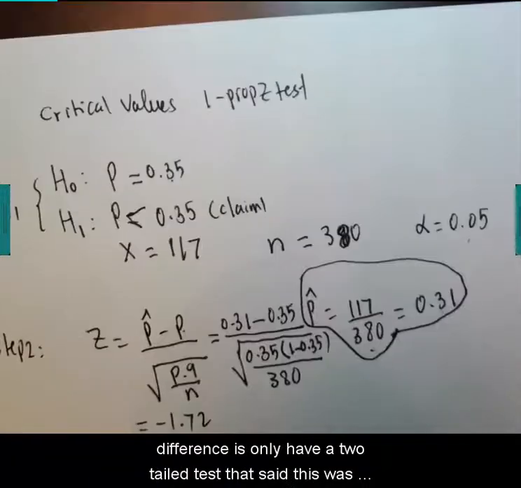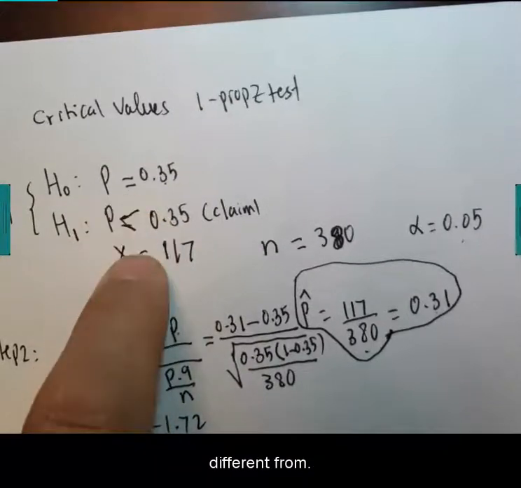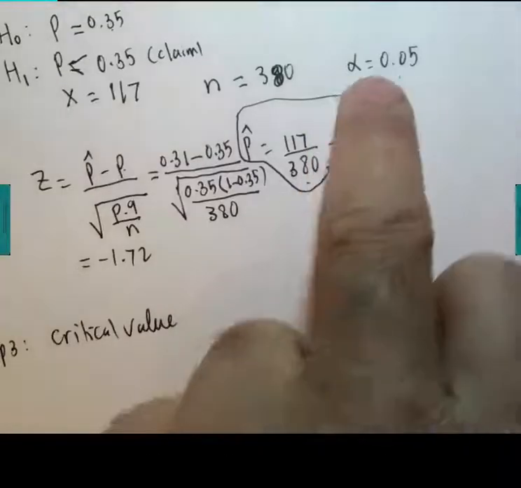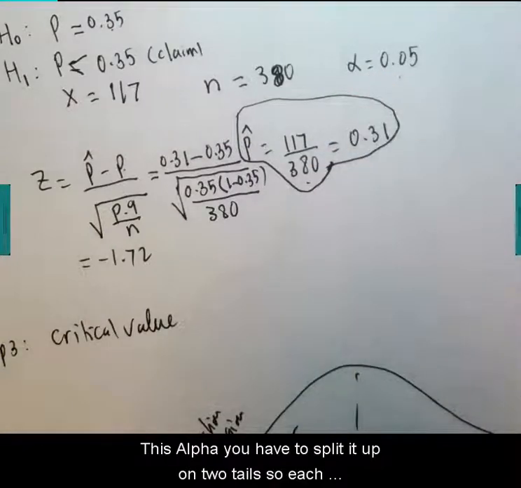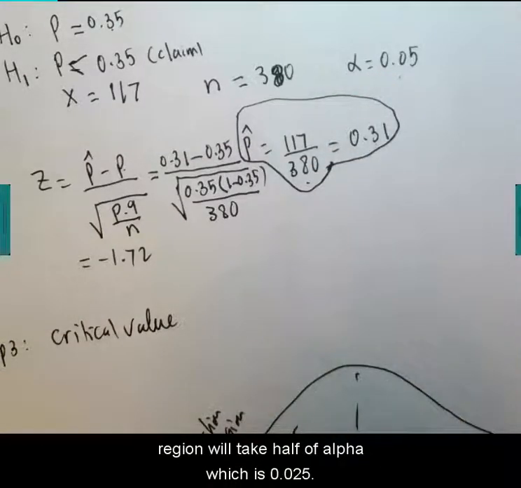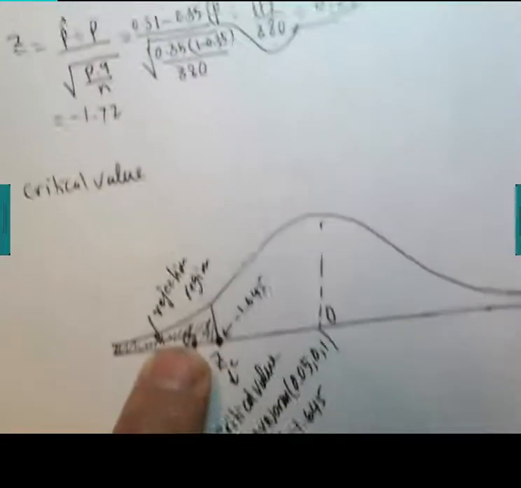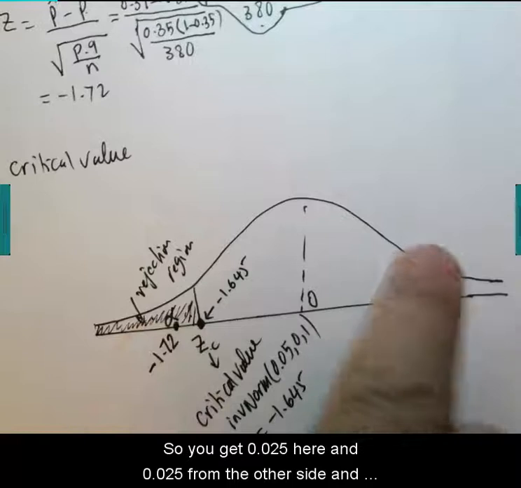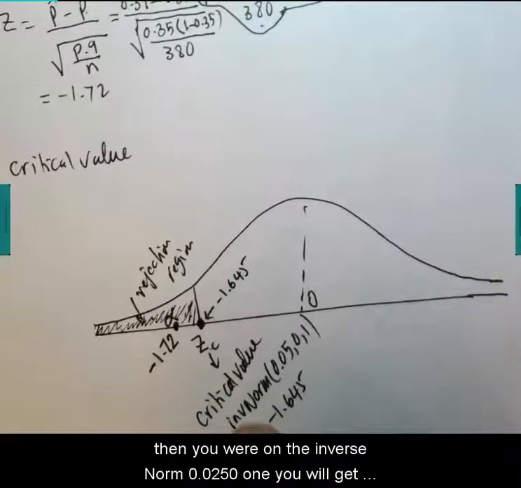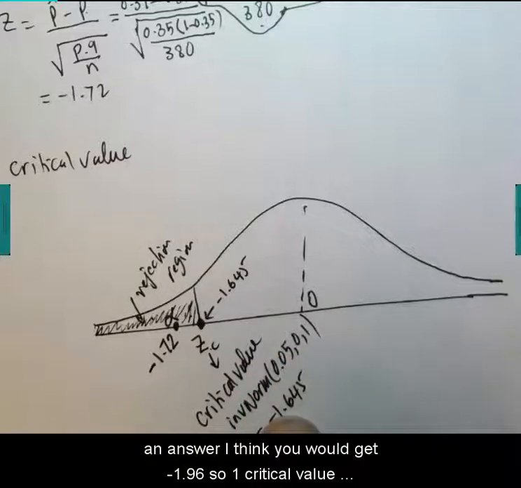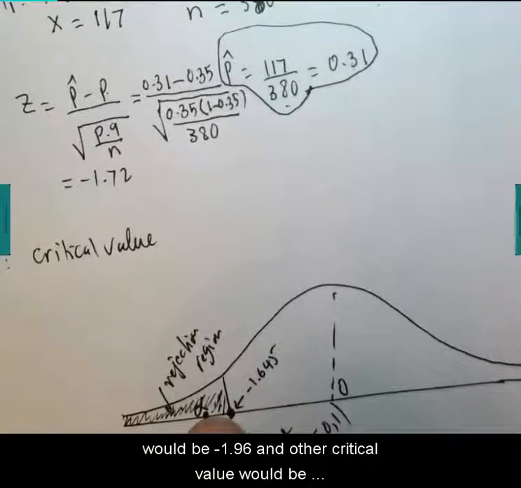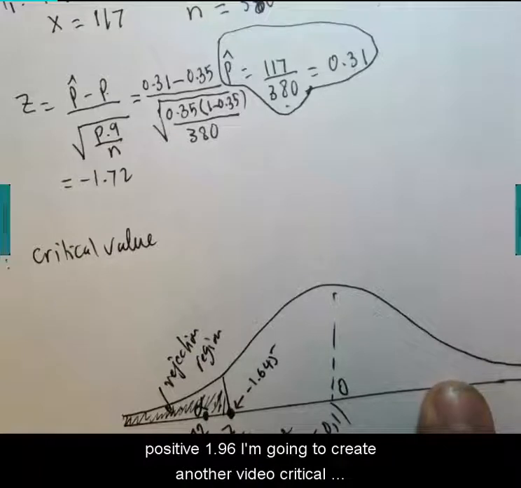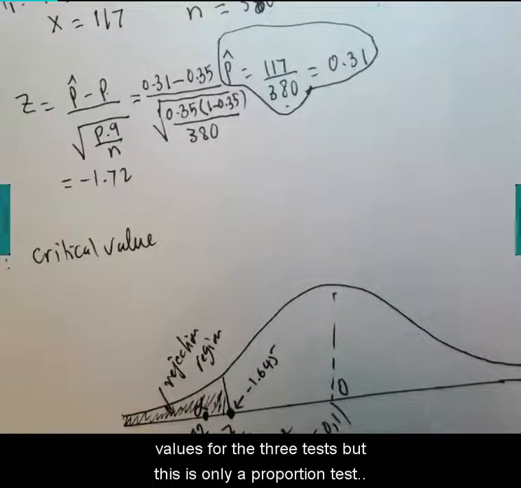The only difference is when you have a two tail test, let's say this was different from. So here's what you have to do, guys. This alpha, you have to split it up on two regions. So each region will take half of alpha, which is 0.025. So you get 0.025 here and 0.025 on the other side. And then you run inverse norm of 0.025, 0, 1, and you will get an answer. I think you will get negative 1.96. So one critical value will be negative 1.96 and the other critical value will be positive 1.96. I'm going to create another video, critical values for the t-test, but this is only for the proportion test.